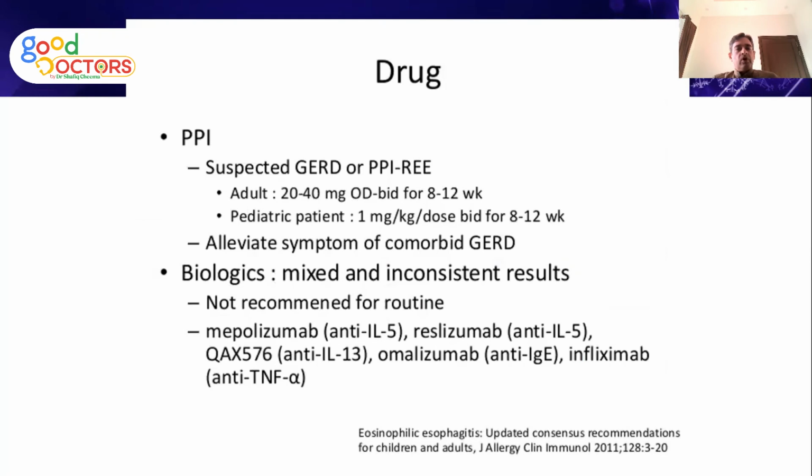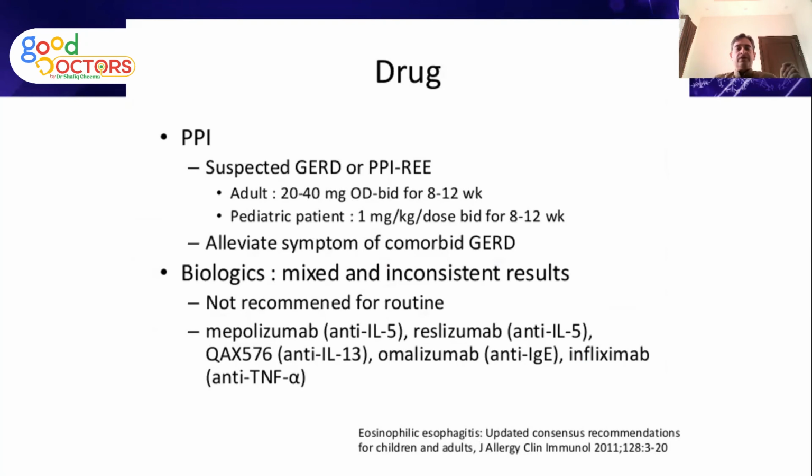What is the role of proton pump inhibitors? Proton pump inhibitors do work in a certain percentage of patients with eosinophilic esophagitis. So wherever you suspect an overlying GERD or proton pump inhibitor responsive eosinophilic esophagitis, you use it 20 to 40 milligram once or twice a day for 8 to 12 weeks. It does alleviate at least the symptoms due to the comorbid GERD if it is present.